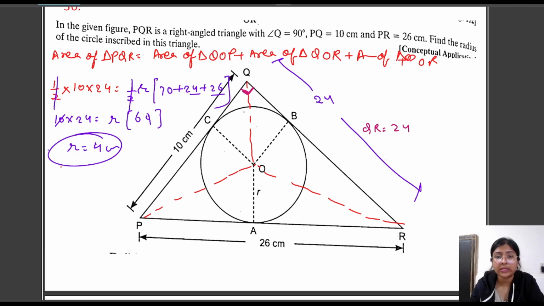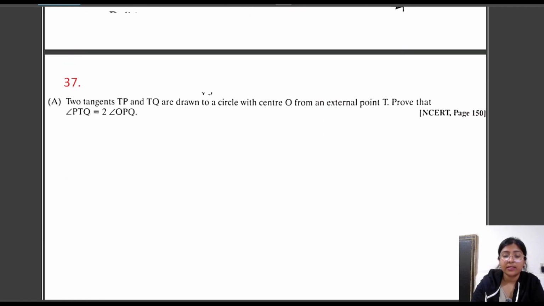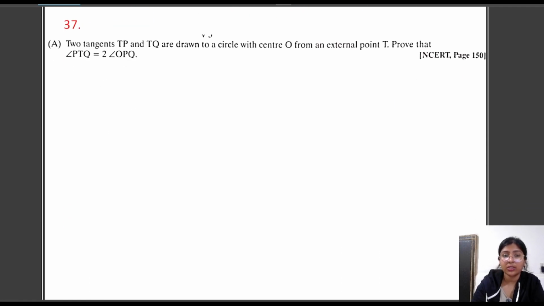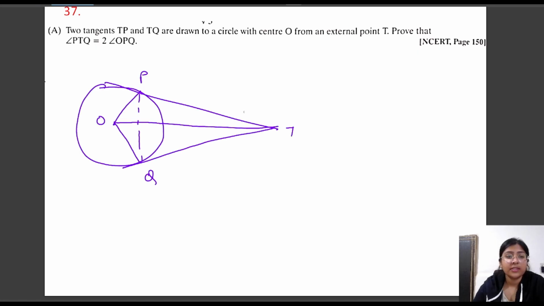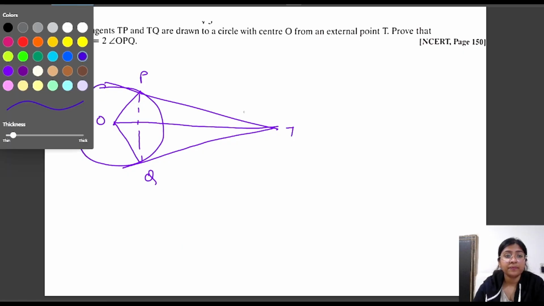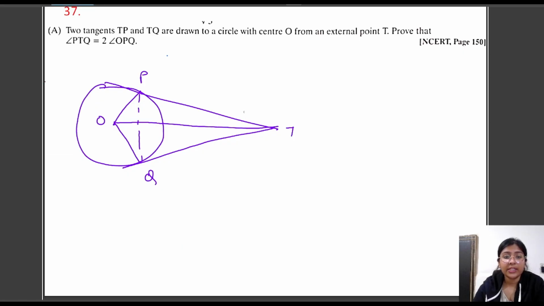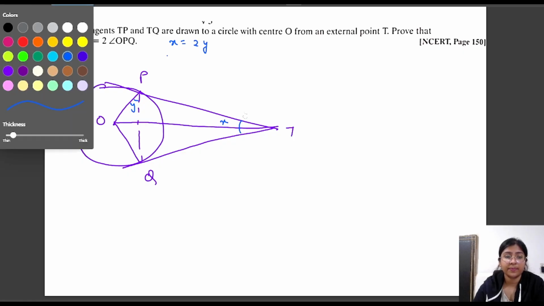Okay, learners, this question is clear. Yes. The next question, again a very easy question. See this question: two tangents TP and TQ are drawn to a circle with center O. These two are the tangents with center O. We need to prove that angle PTQ, this complete angle, is equal to twice angle OPQ. Okay, we need to prove this.